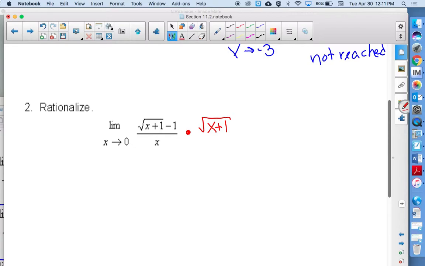I have the square root of x plus 1 there, but that's not it. What do you multiply by? What's the conjugate of what's in the numerator? Be the negative square root of x plus 1. So close. Would you add one, or just do the minus one? Right. So the conjugate is the part that changes the middle sign.